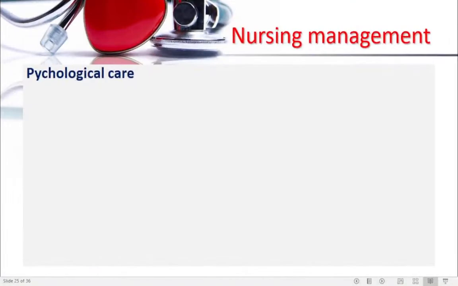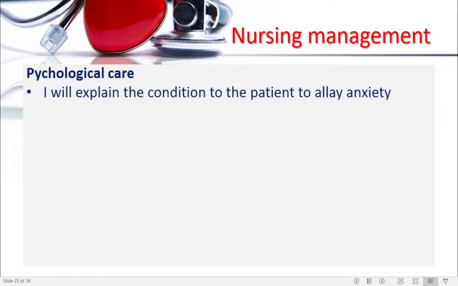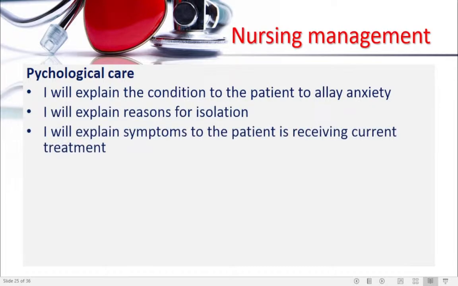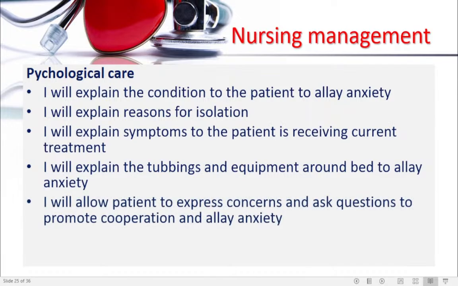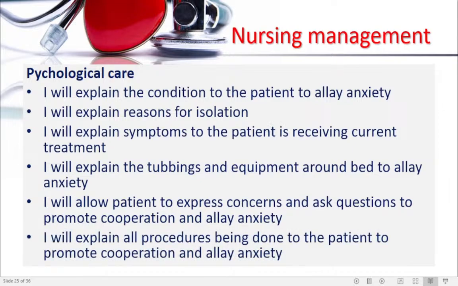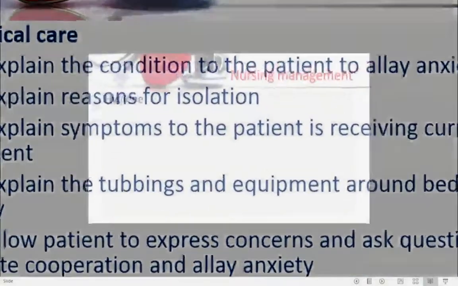The next heading is that of psychological care. And here we explain the following things. I will explain the condition to the patient to allay anxiety. I will explain reasons for isolation. Number 3, I will explain symptoms to the patient and the current treatment that the patient is receiving. Number 4, I will explain the tubings and equipment around the patient's bed to allay anxiety. Number 5, I will allow the patient to express concerns and ask questions to promote cooperation and allay anxiety. Lastly, I will explain all procedures being done to the patient to promote cooperation and allay anxiety.